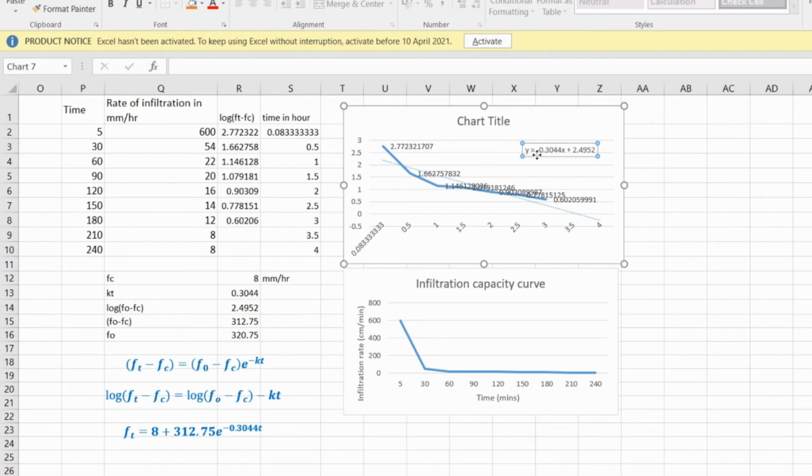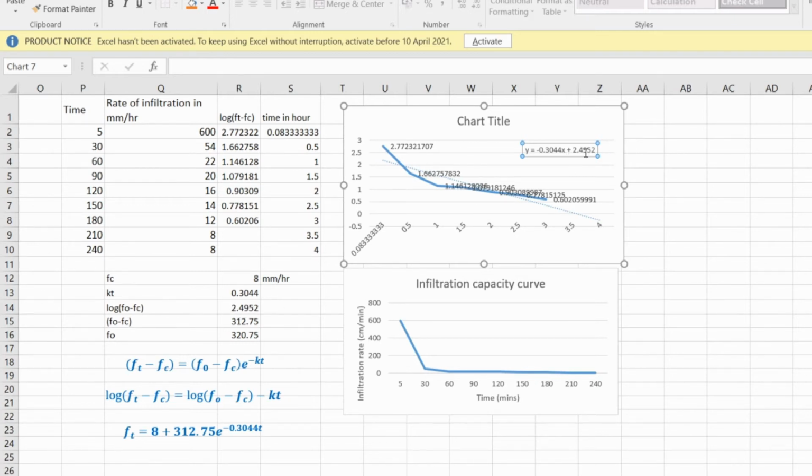My equation was y equals minus 0.3044x plus 2.4952. So this is my linear equation. According to this equation, y equals log of ft minus fc. Now log of f naught minus fc is your constant. The constant is 2.4952, so log of f naught minus fc is 2.4952.